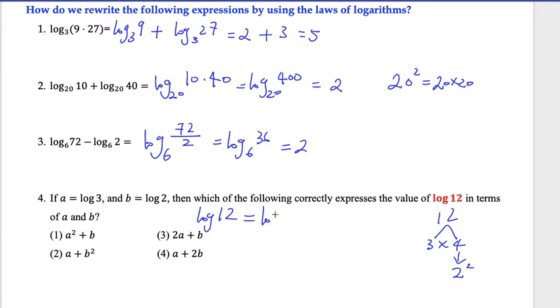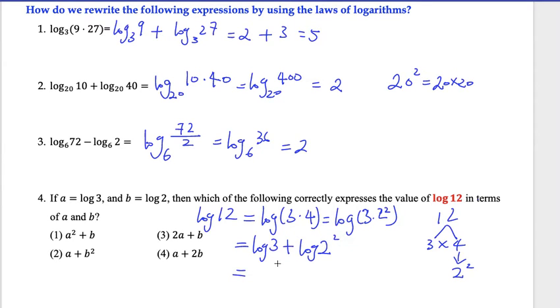So we are going to write log 12 as log 3 times 4, which is log, this is a wrong part. I'm going to erase this. So it's going to be log 3 times 2 squared. Okay, now when we multiply the powers, we can break down log 3 plus log 2 squared.